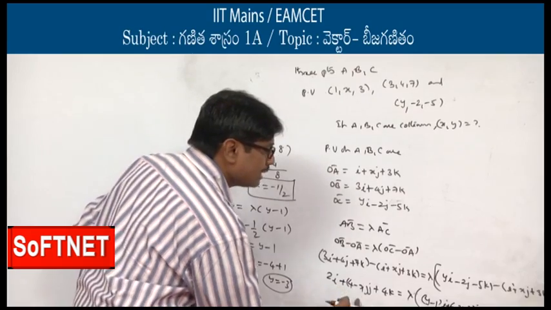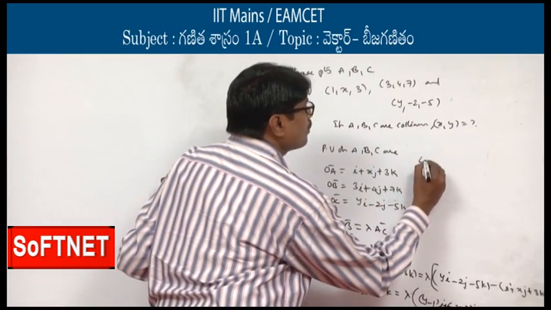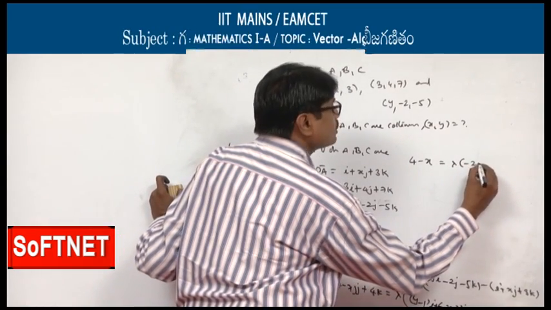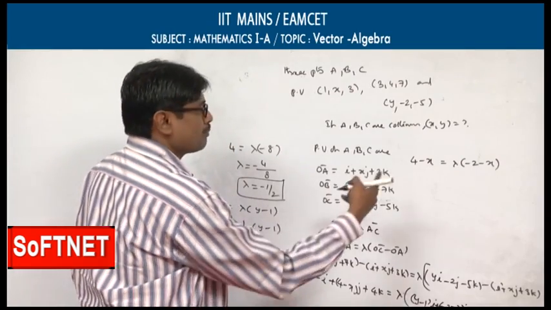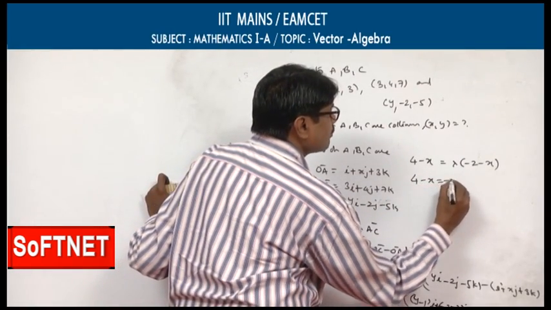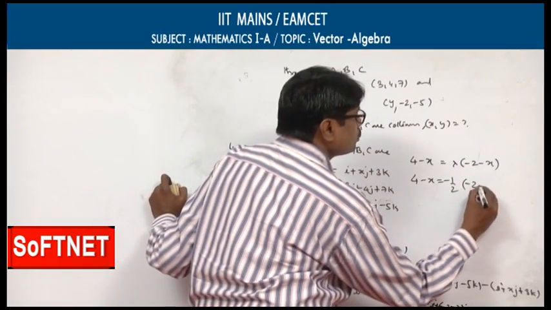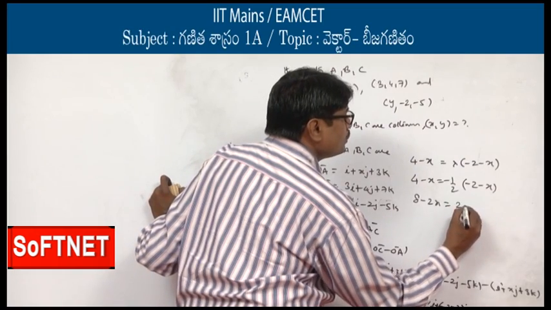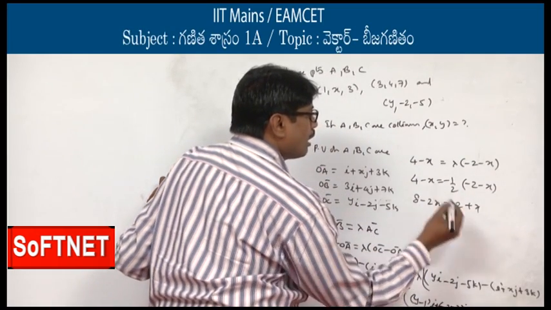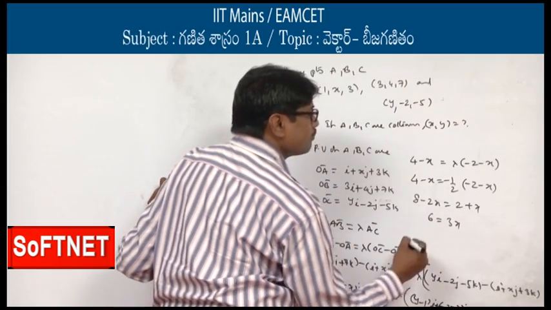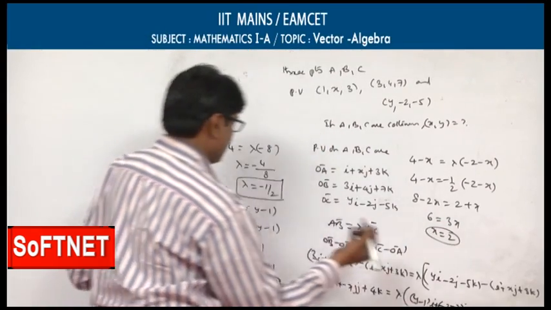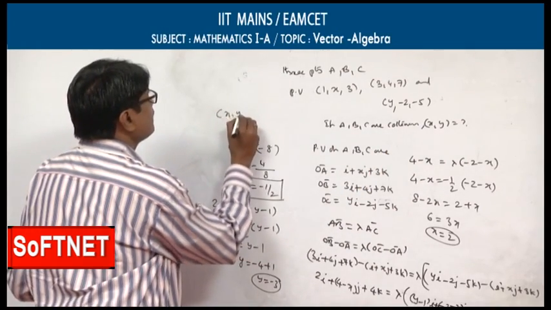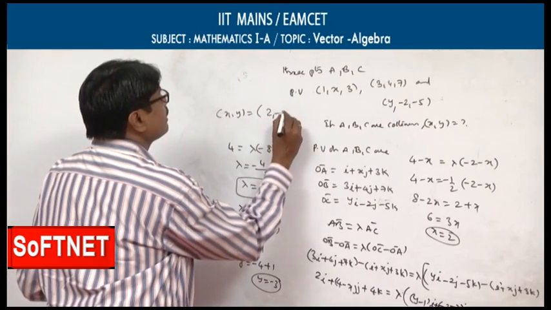To get the x value, equating the J bar coefficient, 4 minus x equated to lambda times minus 2 minus x. Substituting lambda minus 1 by 2, 4 minus x is equal to minus 1 by 2 times minus 2 minus x. On solving, 8 minus 2x will be equal to 2 plus x, or 6 is equal to 3x. Therefore, x equal to 2. So, x equal to 2 and y equal to minus 3. The ordered pair x comma y will be equal to 2 comma minus 3.